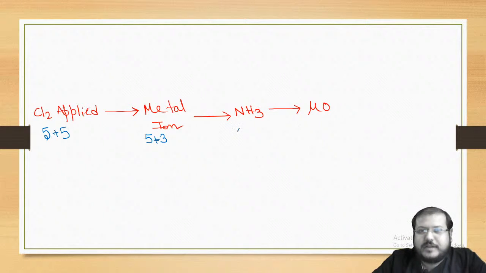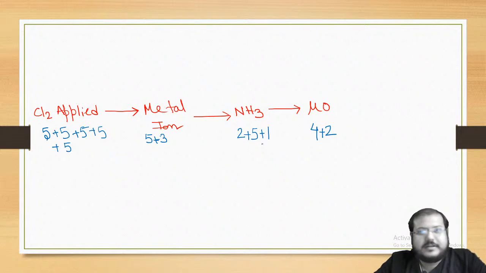That 2 is going to ammonia. Again you are applying 5. Suppose it is getting this 5. Again you are applying 5 and it is getting 1. Ammonia finished. Microorganism is getting 4. Again you applied 5. Suppose microorganism is getting 2 and microorganism is finished. So how much will be the residual?